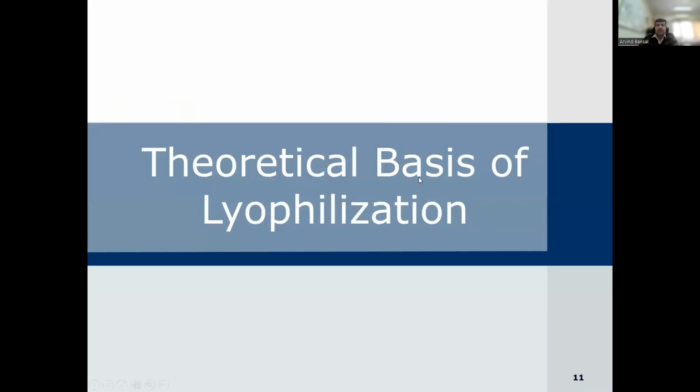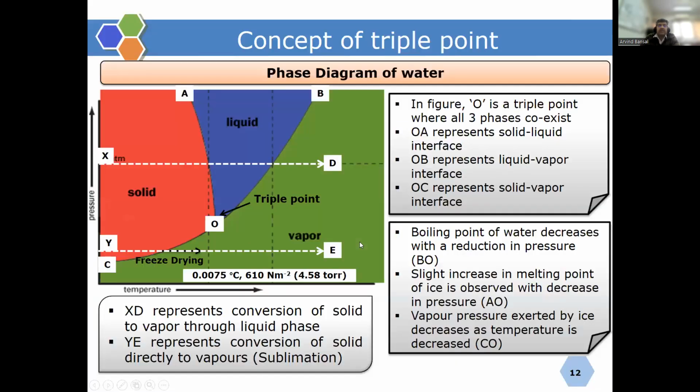We now go to the theoretical basis of lyophilization. Lyophilization is carried out on the concept of the triple point of water, and this is the phase diagram of water. Phase diagram means at a particular temperature and pressure, what is the phase of the water that exists. So there is a unique triple point where all the three phases coexist.